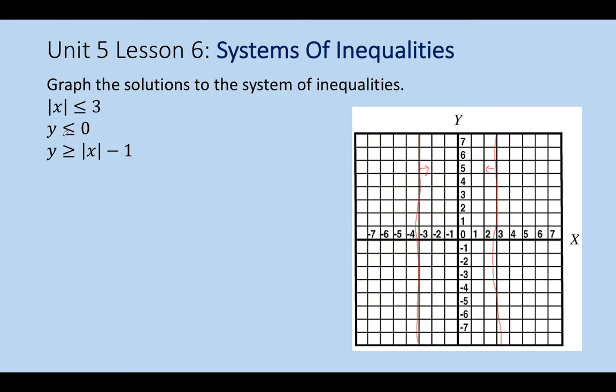And then y is less than or equal to 0. Well, here's y equals 0. Less than is going to be below. So now I've contained myself to this area. And then I have y is greater than or equal to absolute value of x minus 1. So that's just going to be that parabola shifted down 1. So I'd have something that looked like this.